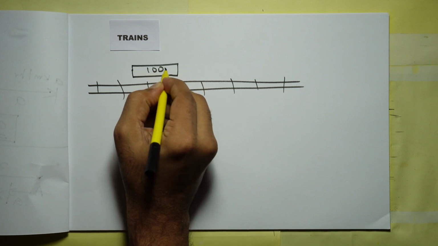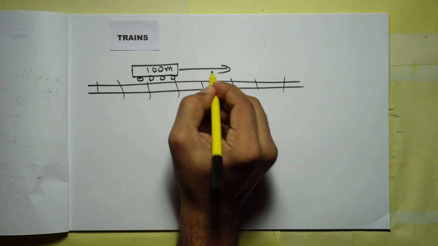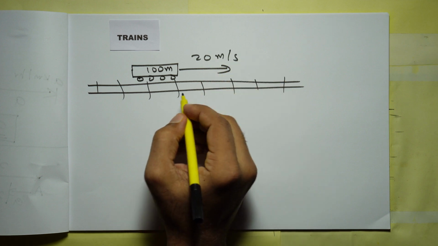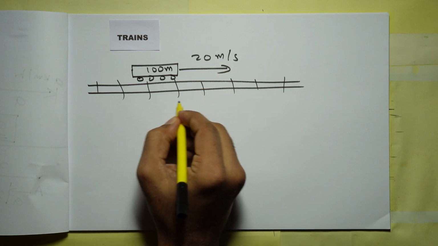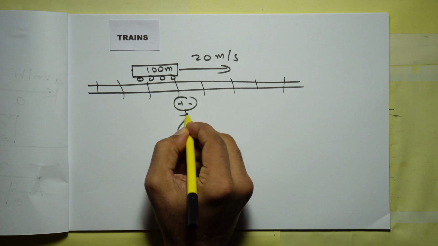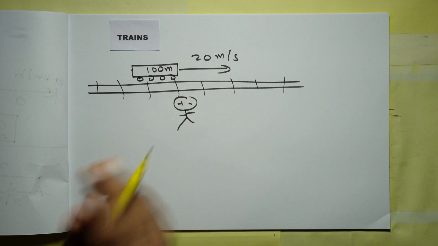This train is 100 meters long, moving on this railway track. The train is moving in this direction at, let us say, 20 meters per second. Now this is a railway track here, and just by the side of the railway track there's a person standing here. Now the person is just simply standing here by the side of the railway track.